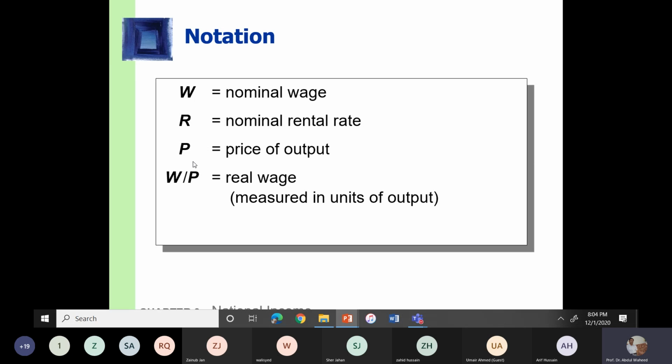That's why we look to the real wage. What is happening to the real wage? If prices are increasing more than the increase in nominal wage, it means there is a decrease in real wage. So then people would be getting less number of units of output.